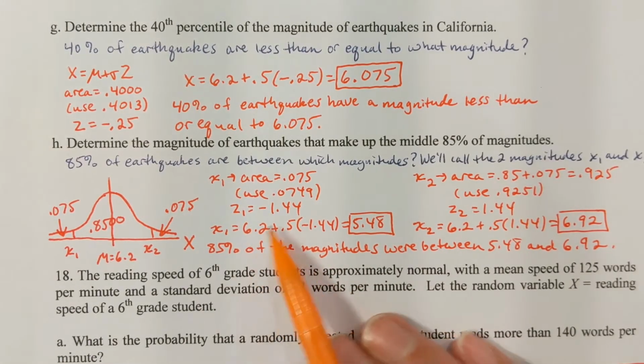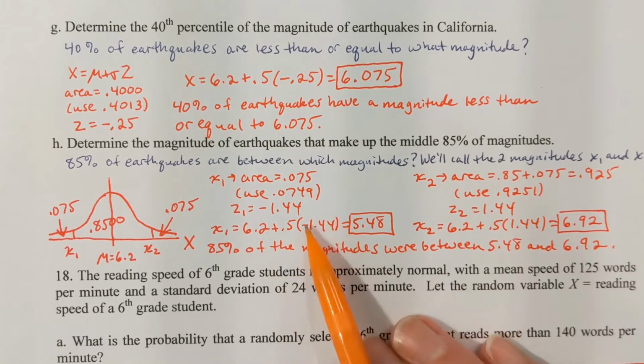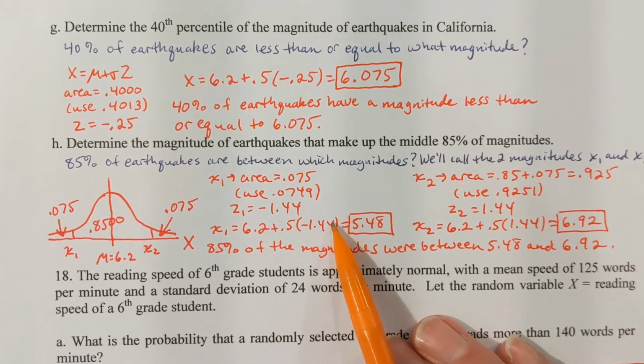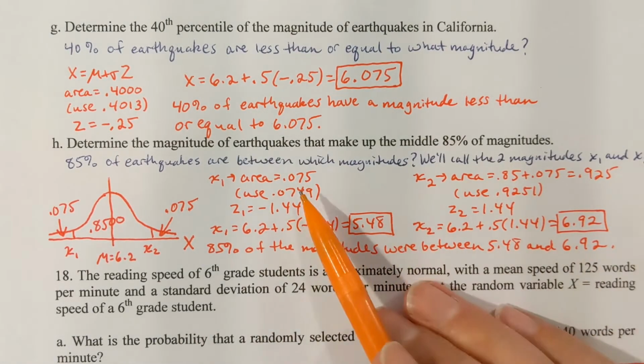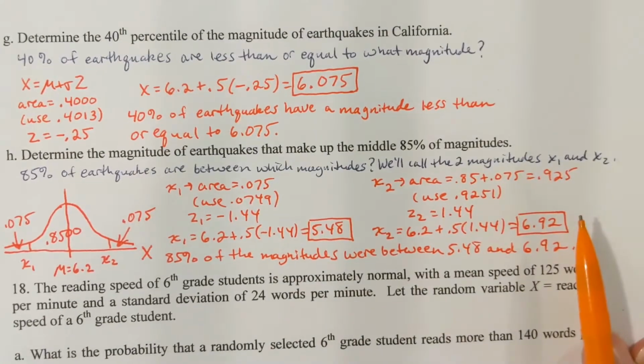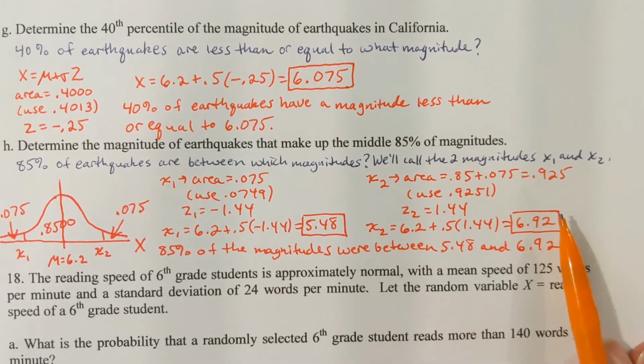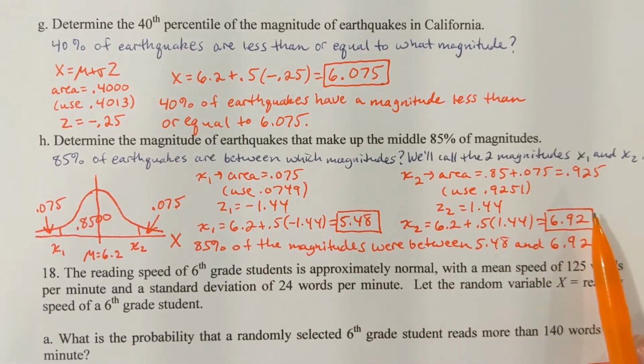Mu is 6.2, sigma is 0.5. The z-score, I've already looked that up. And when I go to the calculator now and enter this in, I'm getting 5.48. Okay, so that'd be the value of x1. Now I want to find the value of x2. Well, again, it's all about area to the left.